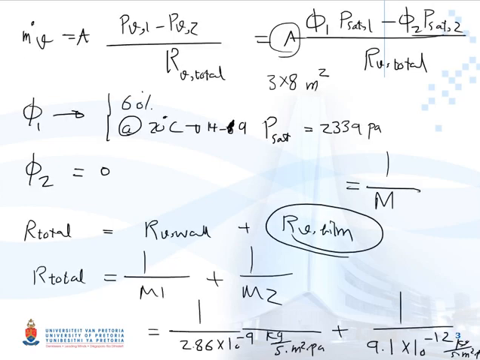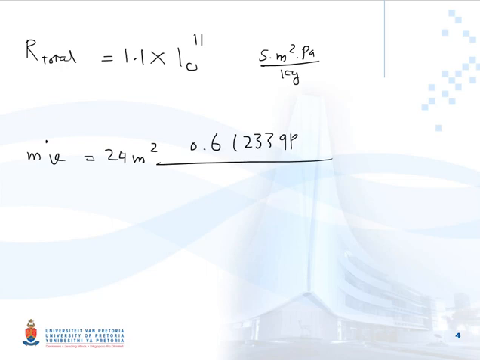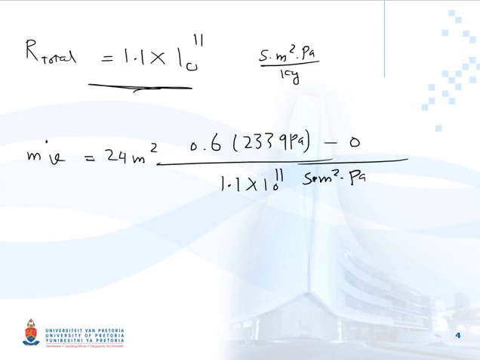If we put that in, because we have all the information, m dot v will be 24 square meter times 60% relative humidity times 2339 Pascal minus 0, divided by 1.1 times 10 to the power of 11. And we have 3.06 times 10 to the power of minus 7 kilogram per second.